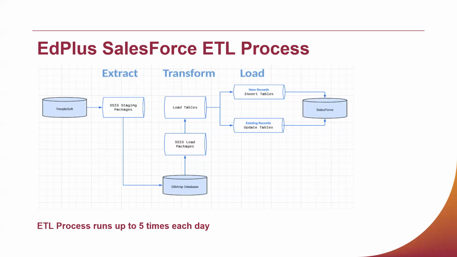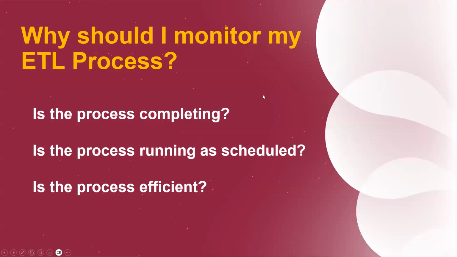And so our ETL process, on a very high level summary, the old 30,000 foot level, right? We pull data from PeopleSoft, and so that's the extract. We have SSIS staging packages that pull the data from PeopleSoft into a database that belongs to us, and we call this database DBAMP.